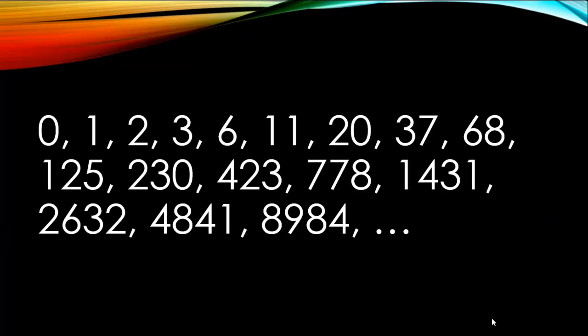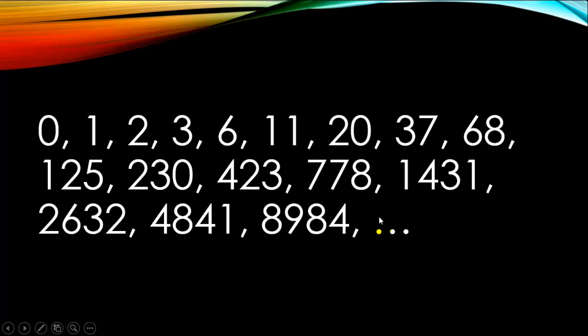So the series basically looks something like this. It starts with 0, 1, 2, as you can see right here, and then you go on ahead to 3. How do you get 3? By adding 0, 1, and 2. How to get 6? By adding 1, 2, and 3. How to get 11? You add 2, 3, 6. And so on.